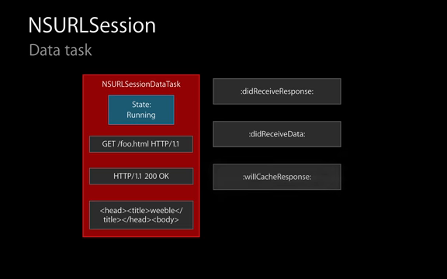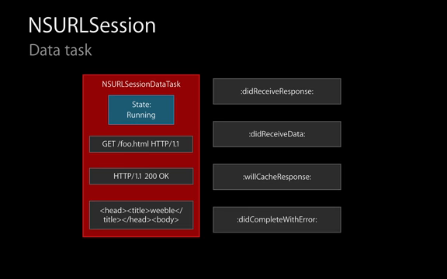If the task is in a session that has enabled caching, we're going to call your willCacheResponse. This gives you the opportunity to say, for a particular resource, I don't want to cache this, or you want to modify the cached response. But we're going to call that at this point, before we call didCompleteWithError, and the state of the task goes to finished.